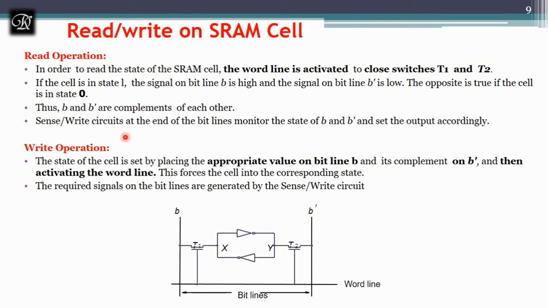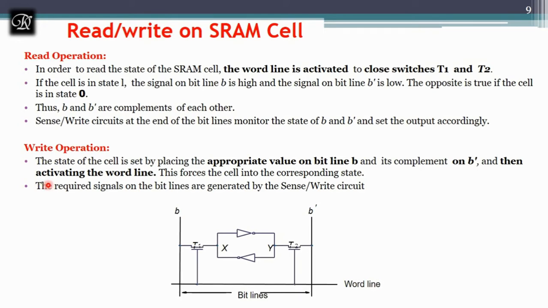Here the sense or write circuit, which I have already explained in the previous slide, is nothing but a read or write circuit at the end of the bit lines that monitors the state of B and B dash so that it can generate the output accordingly. And we'll see how the write operation is going to be performed. The state of the cell is read with the help of bit lines and along with the help of the word line. So we have to see the appropriate value on the bit line B and its complement B dash.